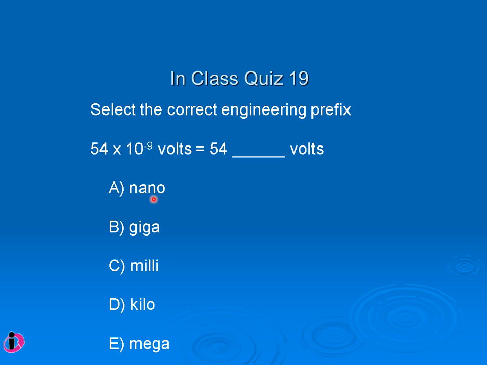You may look at the chart, since this is the first time you are looking at it. So, 13 10 to the power 6. 10 to the power 6 is what? Mega. So the right answer is E. 10 to the power 9, which is giga, right? So the right answer is B.